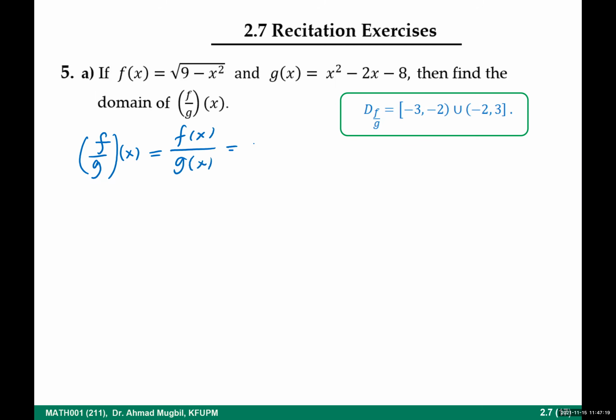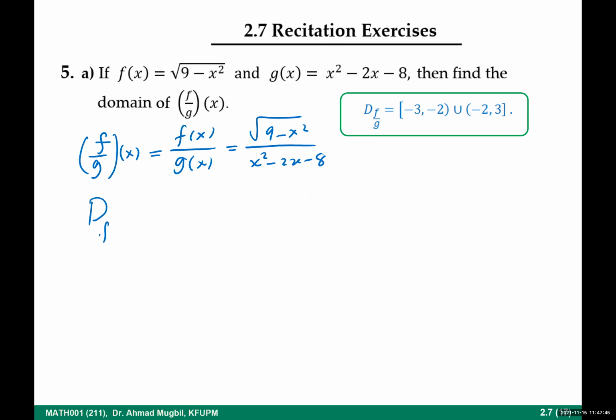So what is f of x? It is square root of 9 minus x squared, over g of x, which is x squared minus 2x minus 8. This is the function we need to find the domain of. Don't simplify if you want to find the domain. Find the domain first, and then if there is a cancellation, do it. There is no cancellation here, but I'm talking in general.